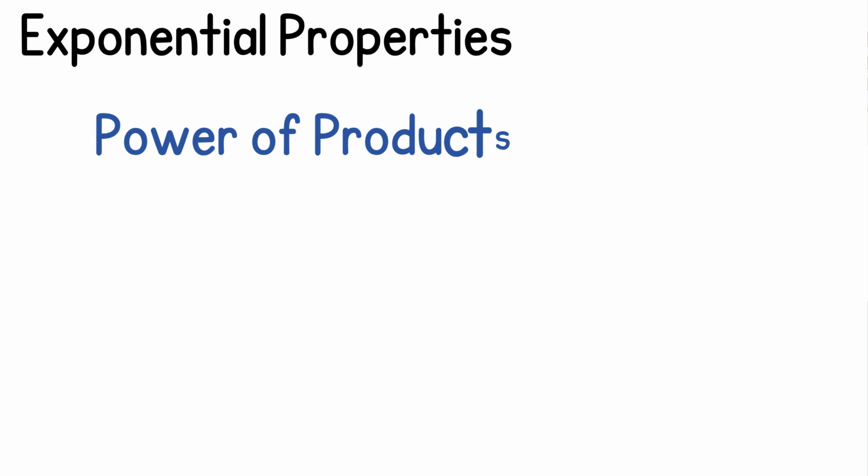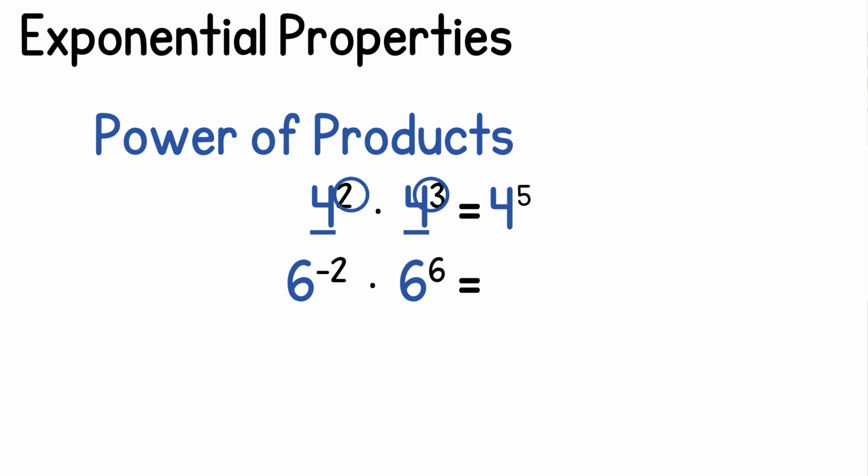Let's look at a few more exponential properties. So we'll start with the power of products. If we're multiplying 2 powers and the bases are the same, then we can add the exponents. So we would keep the base of 4, and adding 2 plus 3 would give us an exponent of 5. If we look at another example where the base is now 6, then we can multiply by adding the exponents. So we'll keep the base of 6, and adding negative 2 plus 6 gives us an exponent of 4.